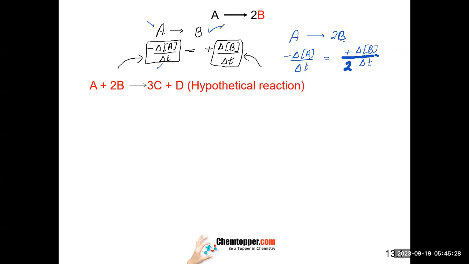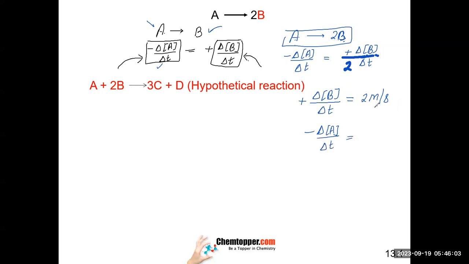Let's say I'm giving you one question here, understand that. During this experiment, we observe the rate of appearance of B as 2 molar per second. You're understanding the unit, children? For this reaction, what is the rate of disappearance of A?